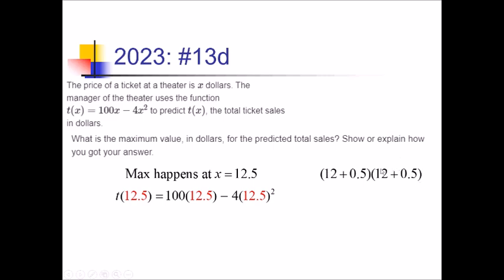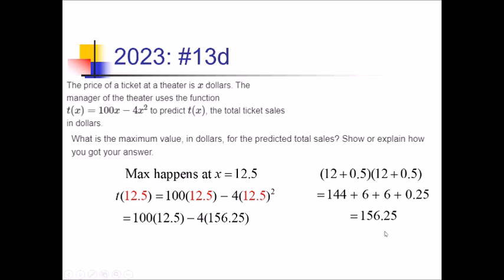12 times 12 is 144. 12 times 0.5 is 6. 0.5 times 12 is also 6, so we have 2 of those. And then 0.5 times 0.5, I need a little decimal multiplication here. That's going to be, well, 5 times 5 would be 25, and then there's 2 decimal places there that I have to move, so 0.25. So adding all this up, we've got 144 plus 6 is 150, plus another 6 is 156, plus 0.25 is 156.25. Great. So going back here now, we've got 100 times 12.5 minus 4 times 156.25.